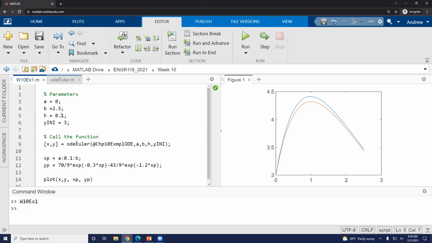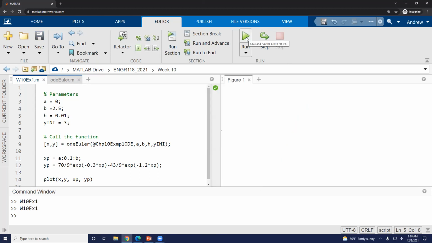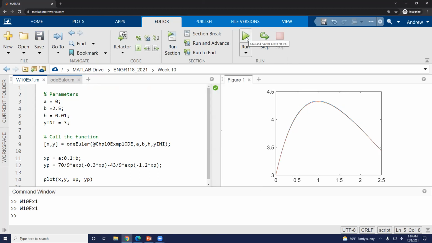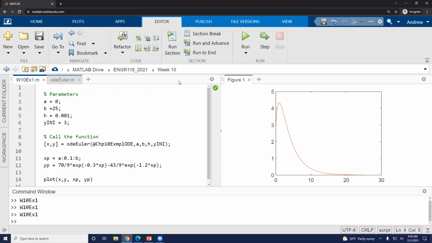Not increase. Yeah, we decrease the step size. Good. You run that again, 0.1, 0.001. All right, that looks a little bit better. I'll make it even smaller, and then I can expand. I'll go out to 25. Okay, so that's our solution.